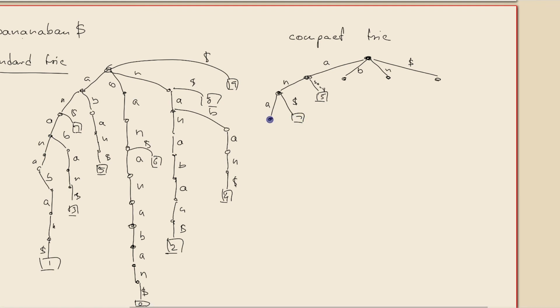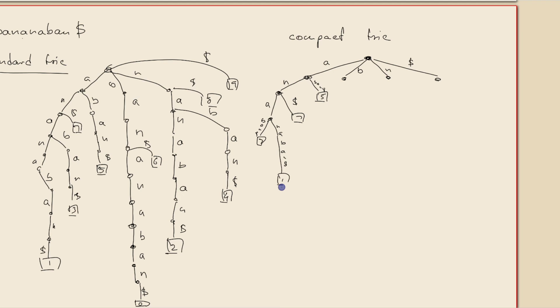And here we continue. We have 2 children, one with N, one with B. The B is just one long chain, so we can directly write ban dollar on the edge and go to leaf 3. And the other one is actually also one long chain. I'll need more space on that edge because it's naban dollar and it goes to 1. Okay, you see how this goes? Shall we continue the rest?